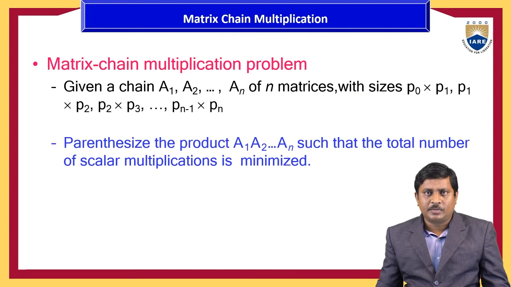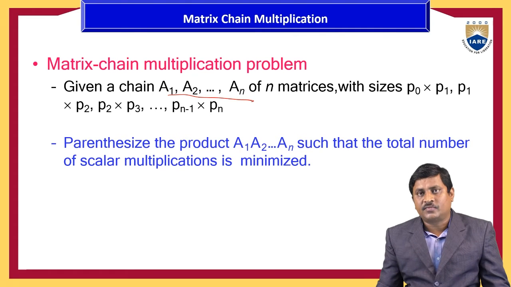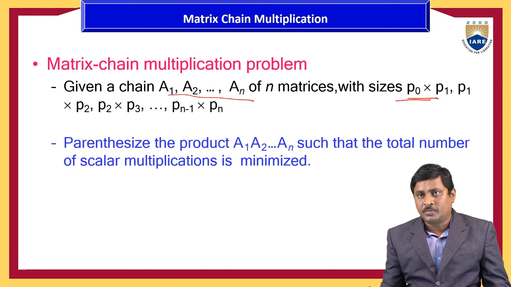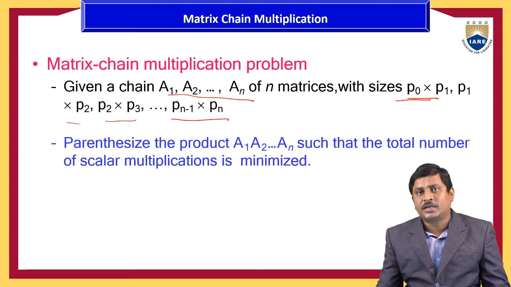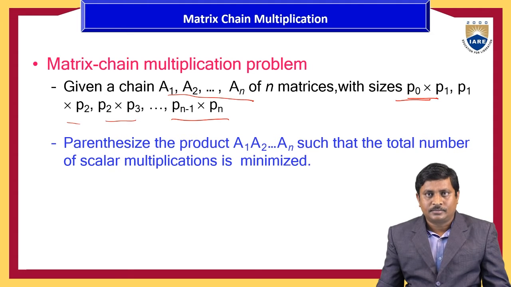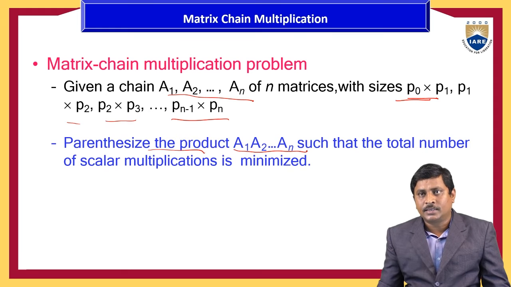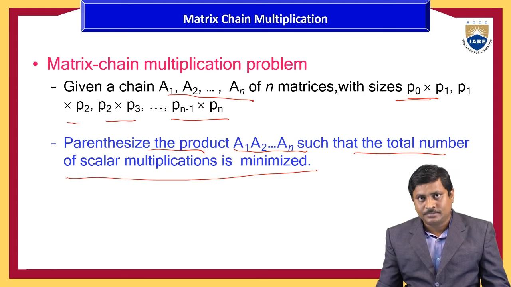Matrix chain multiplication problem. Given a chain A1, A2, A3 and so on, An of n matrices with sizes P0 by P1, P1 by P2, P2 by P3 and so on, Pn minus 1 by Pn. Parenthesize the product A1, A2 and so on, An such that the total number of scalar multiplications is minimized.